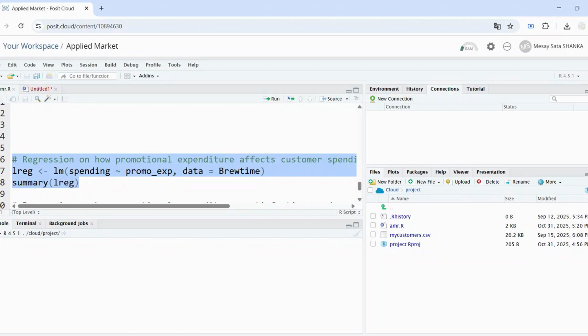who are not. So this is our command to run a simple linear regression to check whether promotion influences customer spending. So this lm function is the R function used to perform regression analysis. Here we have the regression equation. Spending is the dependent variable. First, we have to write the dependent variable, and then we have to write the independent variable after the tilde.